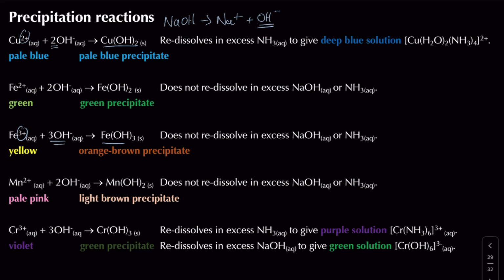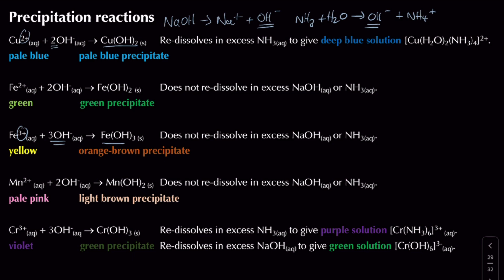Now we actually end up with the same reaction if we were to add dilute ammonia solution, because we know ammonia reacts with water, and what we end up forming is a hydroxide ion, because ammonia is a weak base, it accepts a proton from water, and you also end up forming ammonium ions as well. And we're actually interested in the hydroxide that's formed over here, and so we can show the same equations when we add dilute ammonia solution as well.